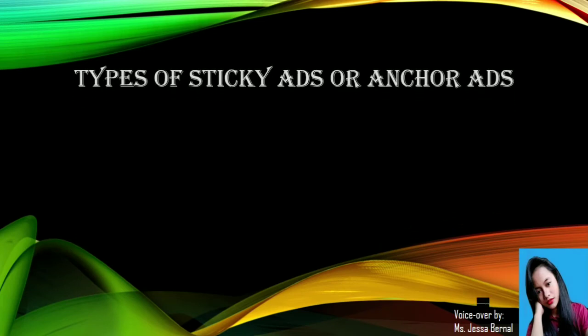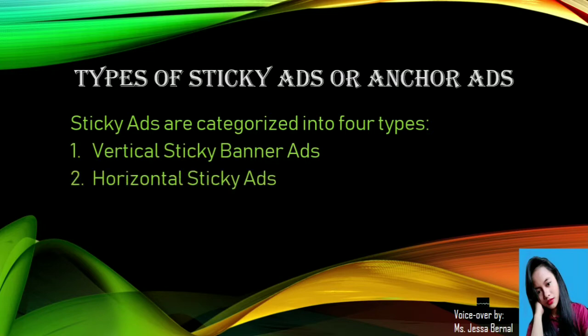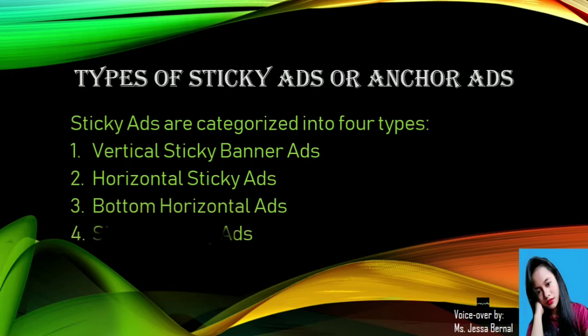Types of sticky ads or anchor ads. Sticky ads are categorized into 4. Number 1, vertical sticky banner ads. Number 2, horizontal sticky ads. Number 3, bottom horizontal sticky ads. Number 4, sidebar sticky ads.